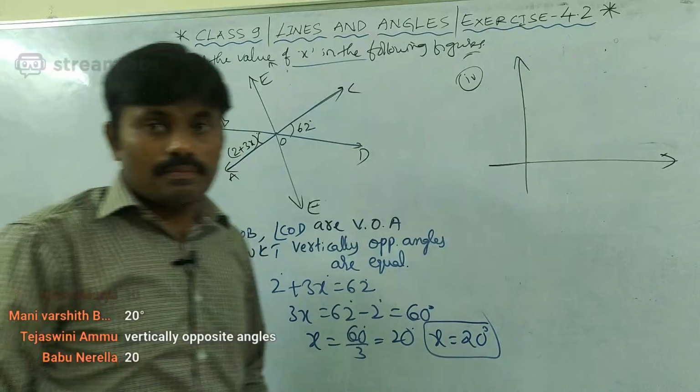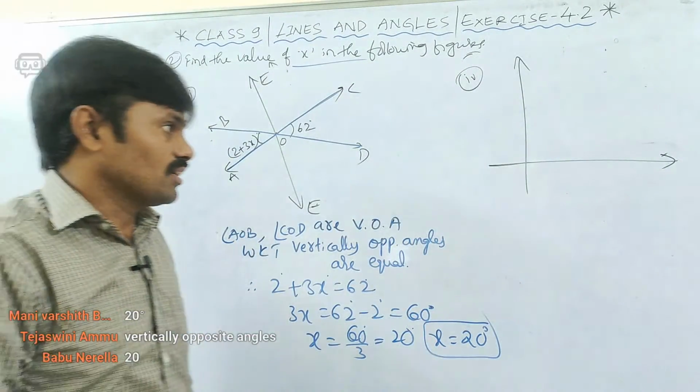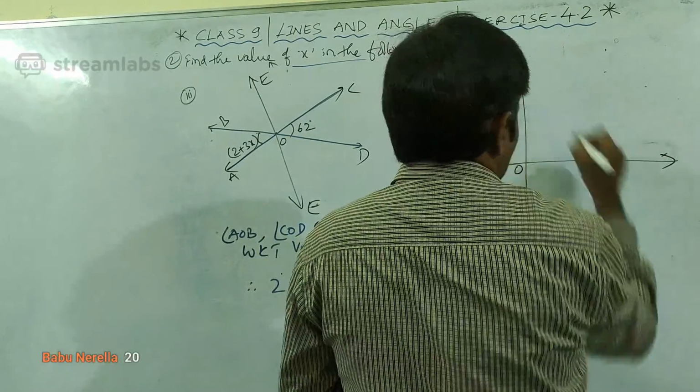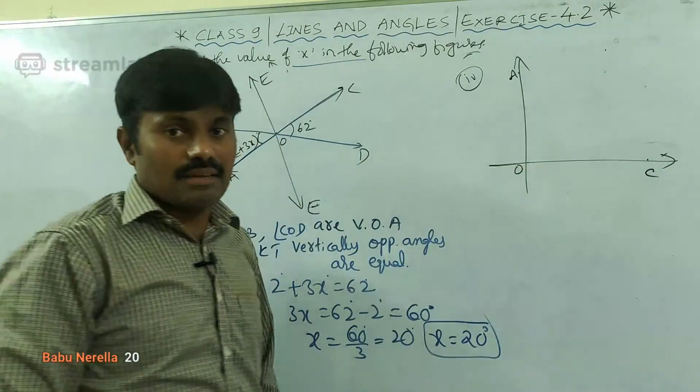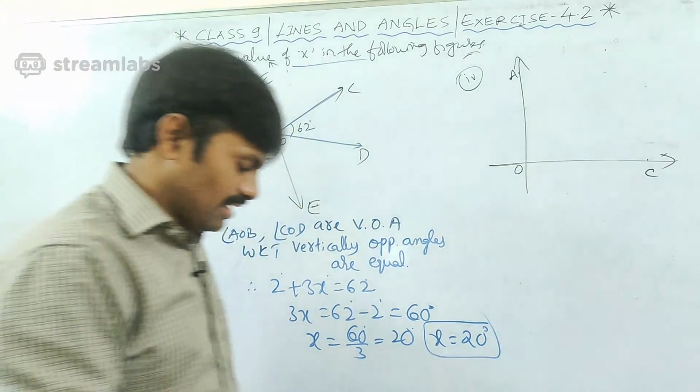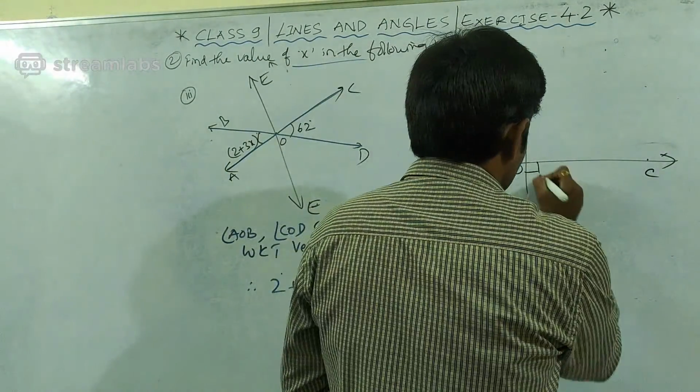Here two lines are intersecting perpendicularly. Okay, so what are those? OA and OC. These two lines are intersecting each other at 90 degrees perpendicularly. How do you know?